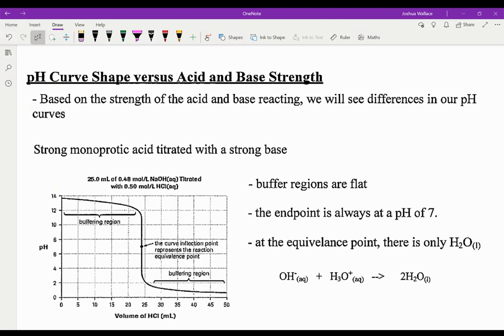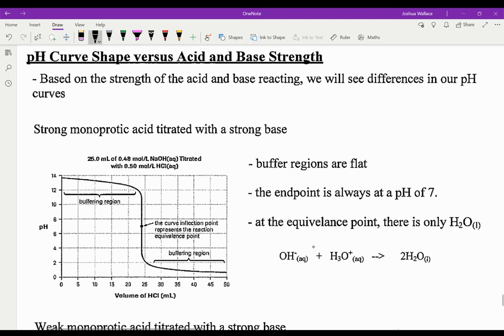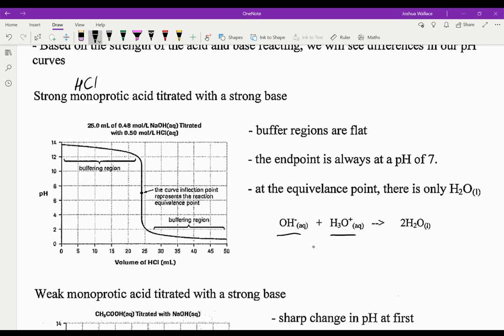pH curve versus acid-base strength. Based on the strength of the acid and base reacting, we will see differences in our pH curves. A strong monoprotic acid, if it's strong, is just one of those 6 strong acids, so something like HCl, titrated with a strong base. Our buffer regions are flat. The endpoint is always at a pH of 7. At the equivalence point, there's only H2O. If we have an acid and a base, they neutralize. So we're going to end up with water, and we'd also end up with a salt.